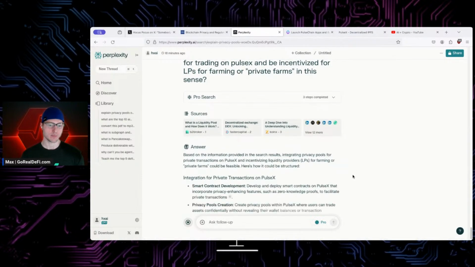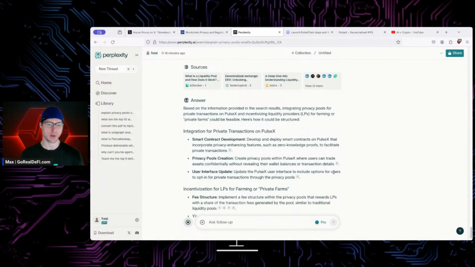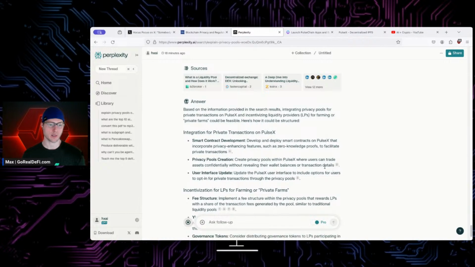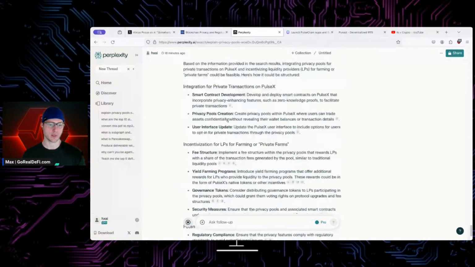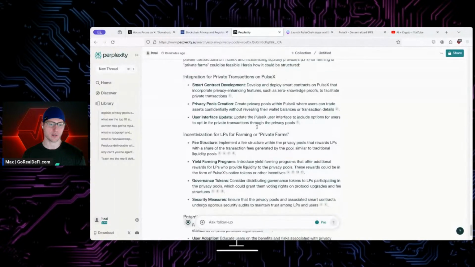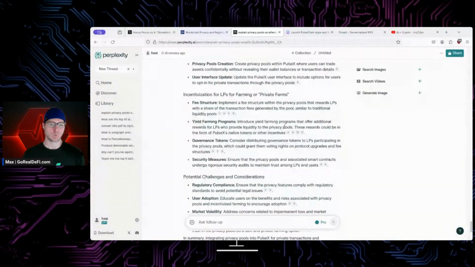So, integration for private transaction on PulseX, smart contract development: develop and deploy smart contracts on PulseX. Create privacy pools within PulseX where users can trade assets confidentially without revealing their wallet address. Incentivization, private farm fee structure, yield farming. Yeah, I wonder if there would be a yield farming thing for privacy pools.